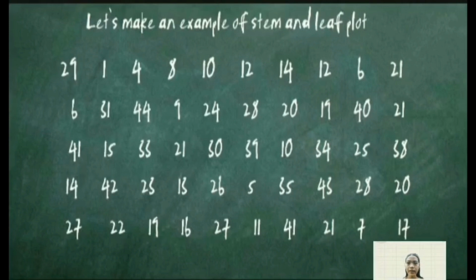The 50 data here are 29, 1, 4, 8, 10, 12, 14, 12, 6, 21, 6, 31, 44, 9, 24, 28, 20, 19, 40, 21, 41, 15, 33, 21, 30, 39, 10, 54, 25, 58, 14, 42, 25, 15, 6, 26, 5, 35, 45, 28, 20, 27, 22, 19, 16, 27, 21, 41, 21, 7, and 17.